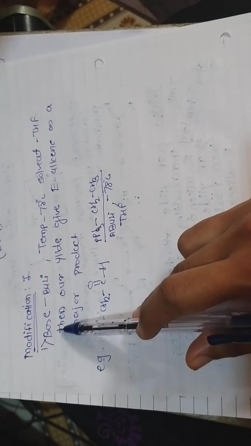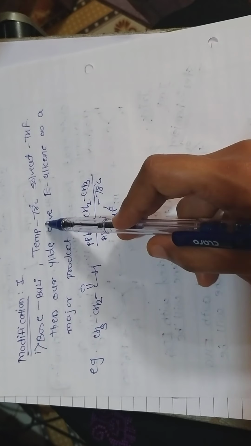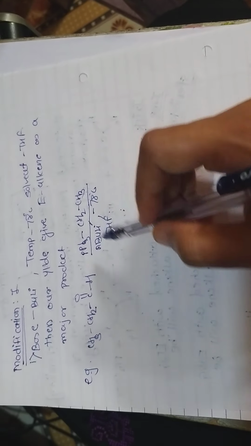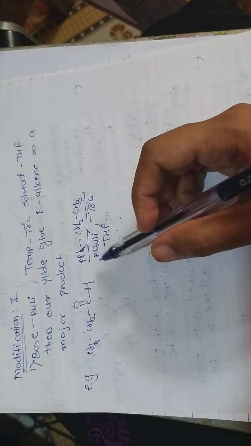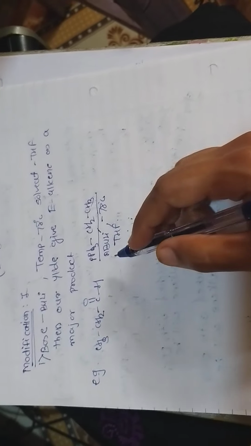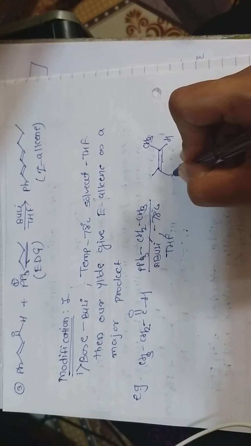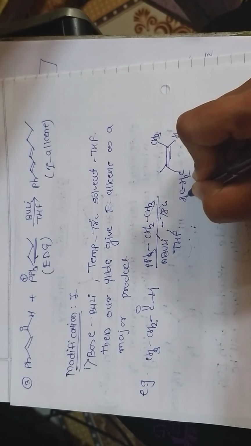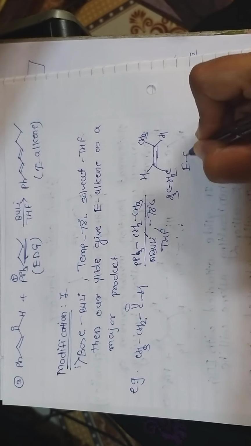But according to our modification, if we use base as butyl lithium and temperature is minus 78 degrees Celsius and solvent is THF, then our ylide will give E alkene as a major product. Therefore our major product is E alkene. This is our first modification.